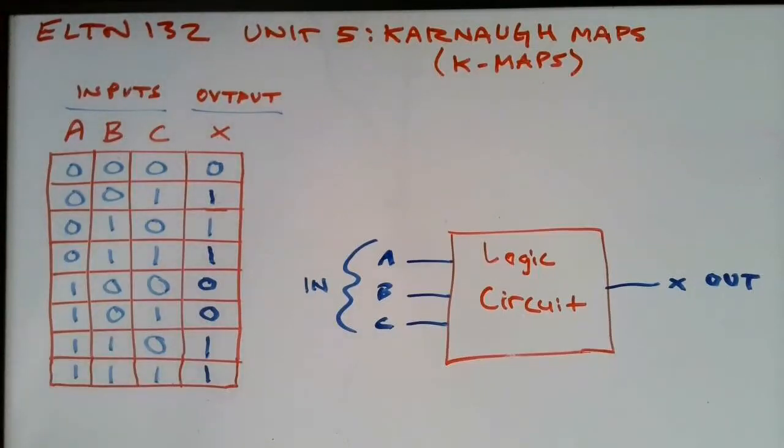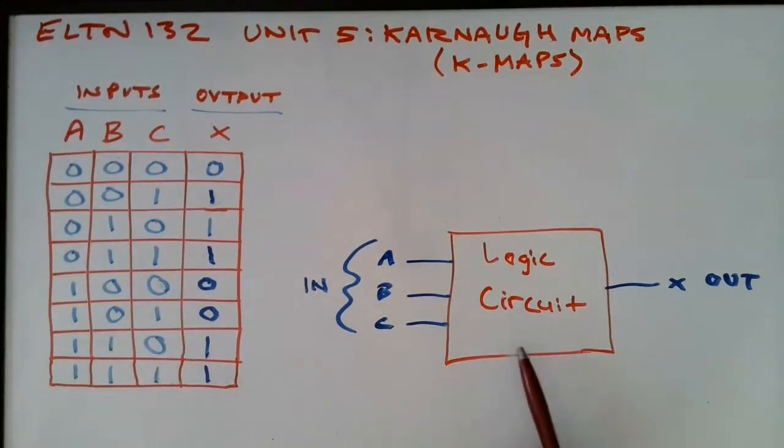Okay, so this is Unit 5 in ELTN 132, and we're going to be talking about Karnaugh maps, or Karnaugh maps, depending on the way you pronounce it. Usually it's just abbreviated K-map. So, like we've been doing using Boolean algebra or gate reduction using De Morgan transforms, the goal of using this method is to reduce the number of gates in a circuit, to minimize it.